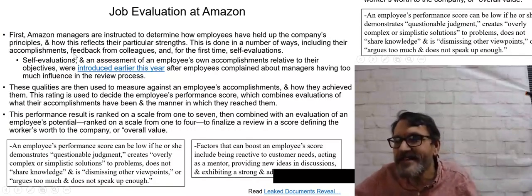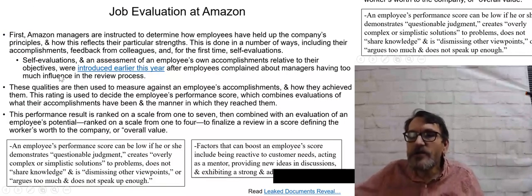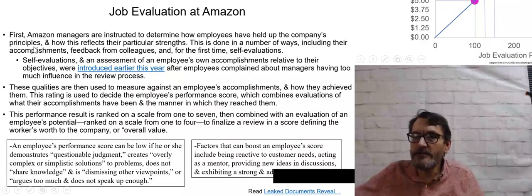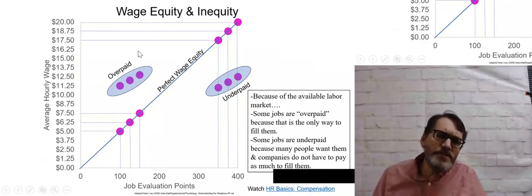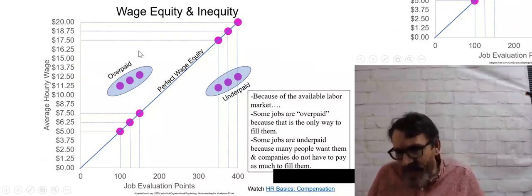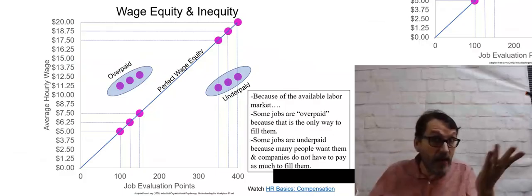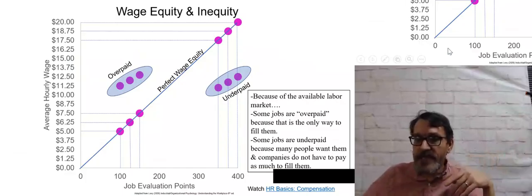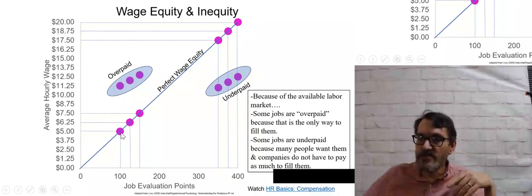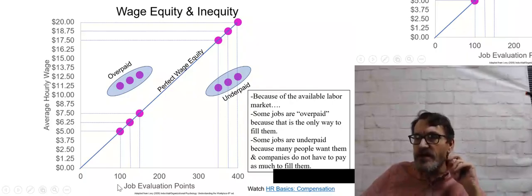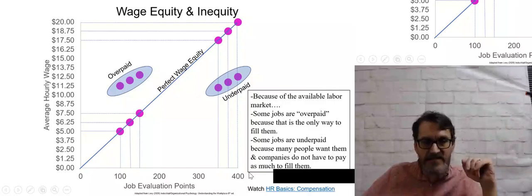I can't see that. Okay, so clearly there are these compensable factors that Amazon goes with. Once you've done this analysis, after the job evaluation you can lay it out and look at this graphical format. Here is a variety of jobs. Each purple dot is a job, and here is the job evaluation, the number of points received from a job evaluation.